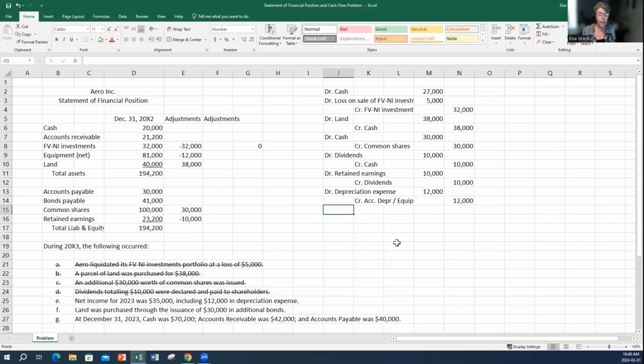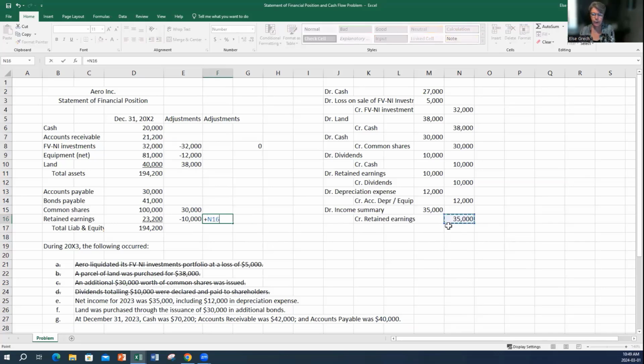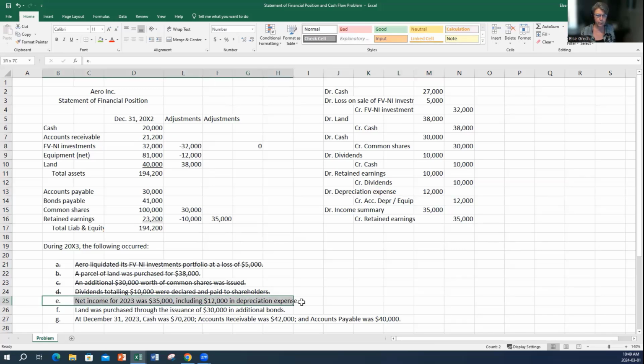Now, since they had income of $35,000, there must have been a debit to the income summary to clear it out of the income summary and a credit to retained earnings. And that would have been for the full $35,000. So over here for retained earnings, we're going to add in the $35,000. Now, remember, I'm not doing anything with this because this is already included in the $35,000. So there we go. Got rid of that.